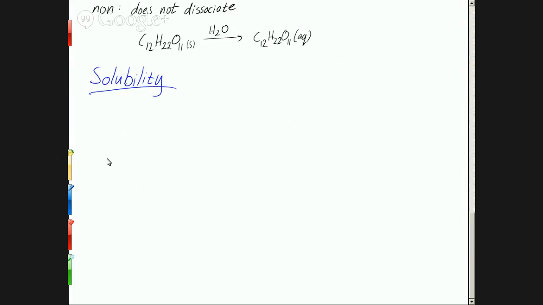Close. Saturated, yeah. So a saturated solution, in a saturated solution, no more solute can dissolve. Unsaturated. So unsaturated means there's less than that.